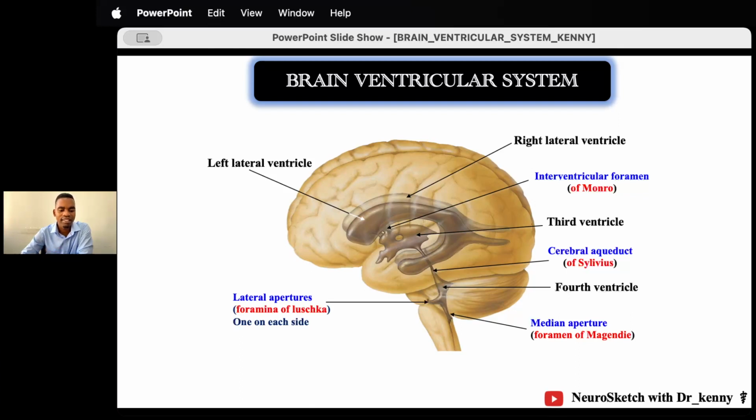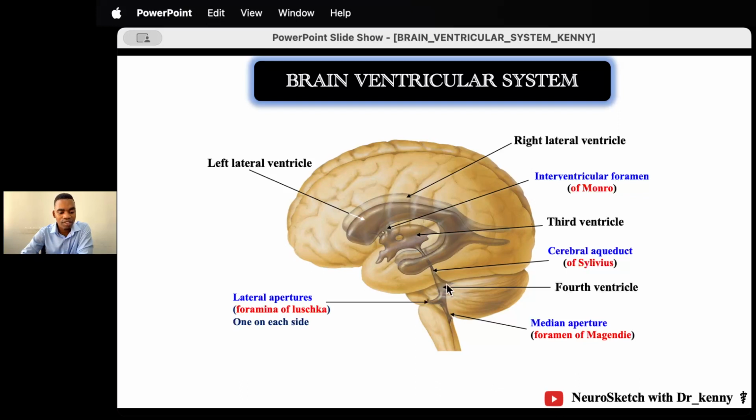Three names for it: the cerebral aqueduct, first name; the aqueduct of Sylvius, second name; the aqueduct of the midbrain, that is the third name. And it's so important because, first of all, this is the thinnest point of this ventricular system. Like you see, the lateral ventricles are big, the interventricular foramen is not so big but not thin, and the third ventricle is big.